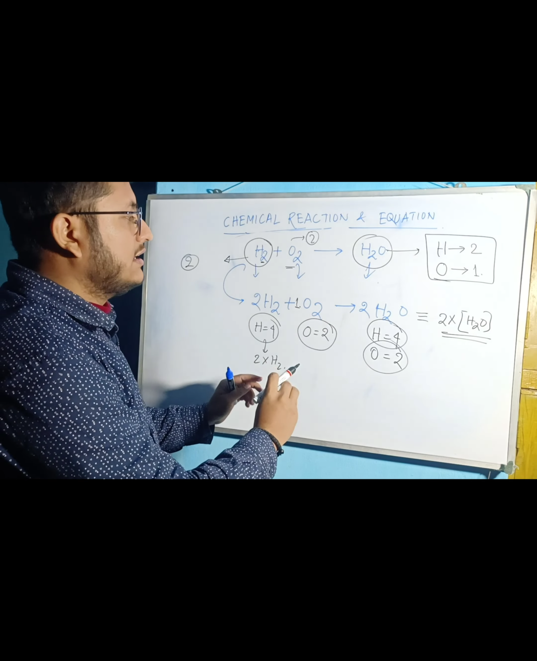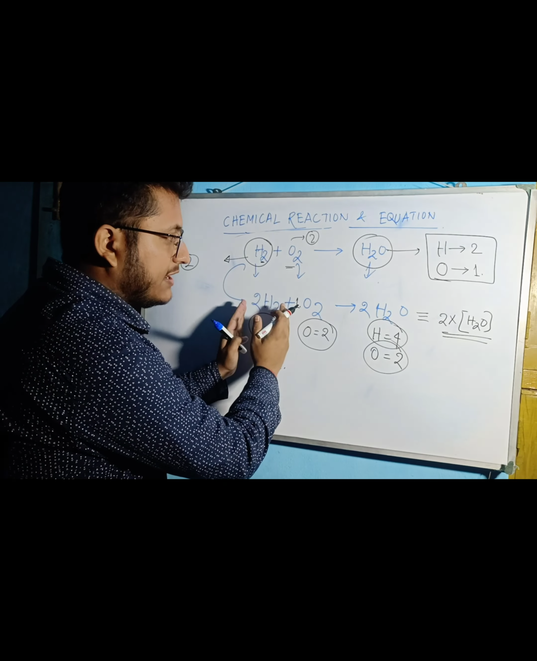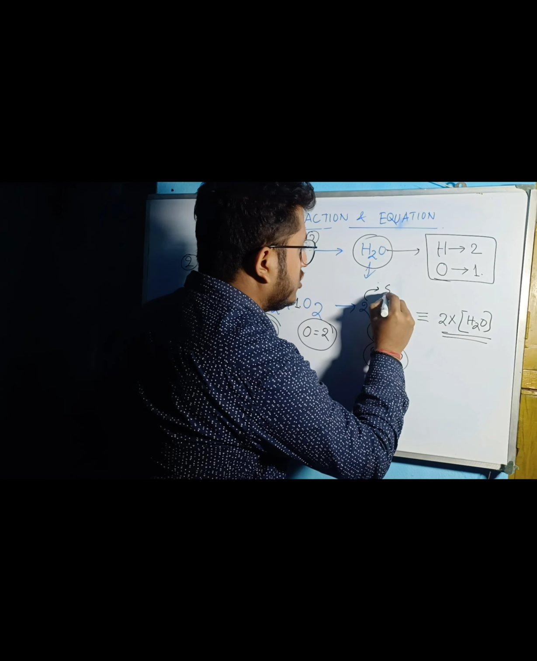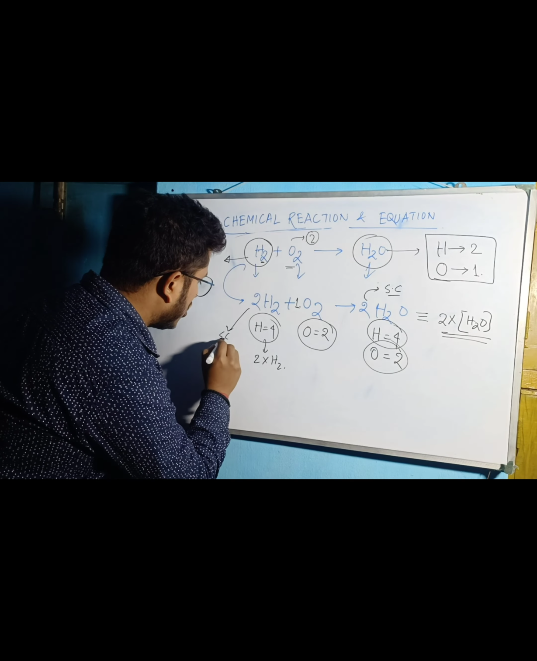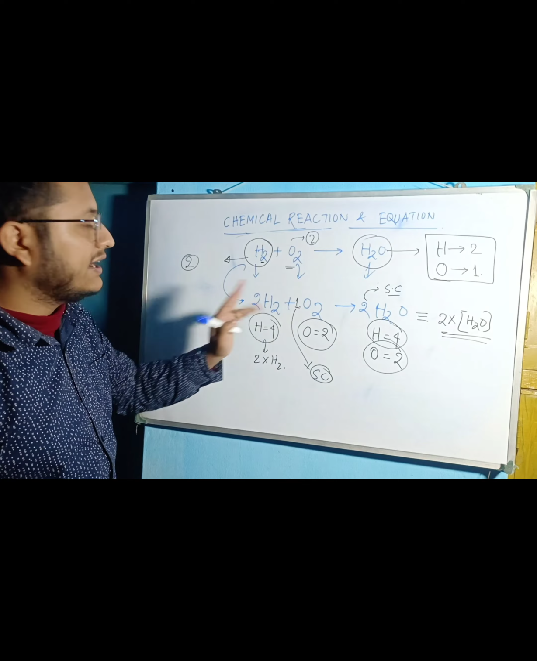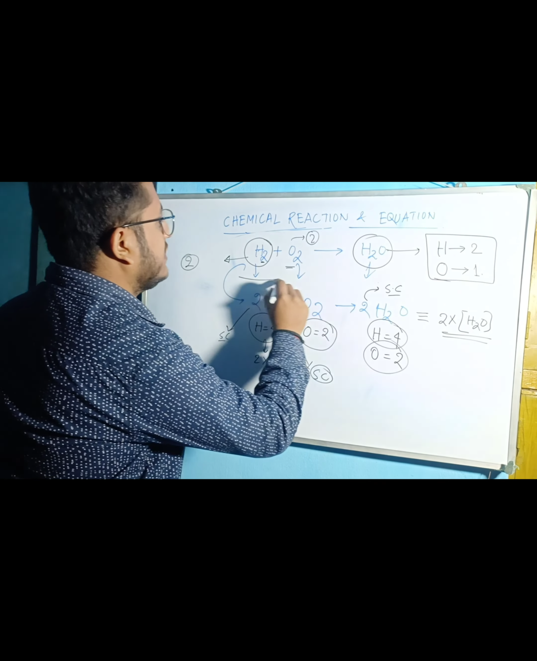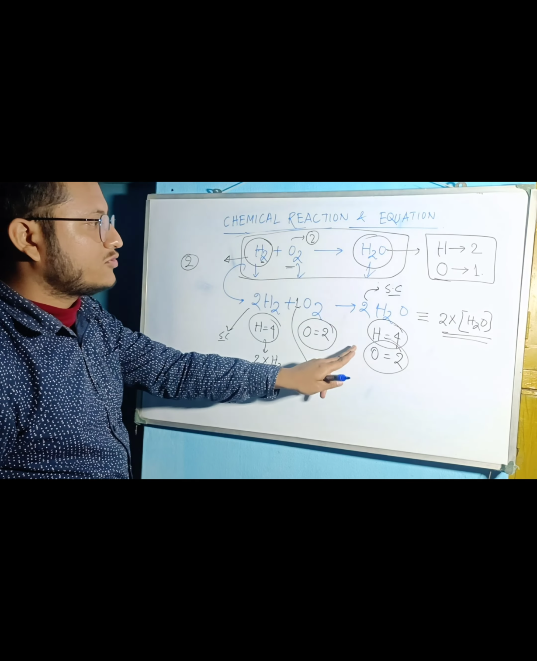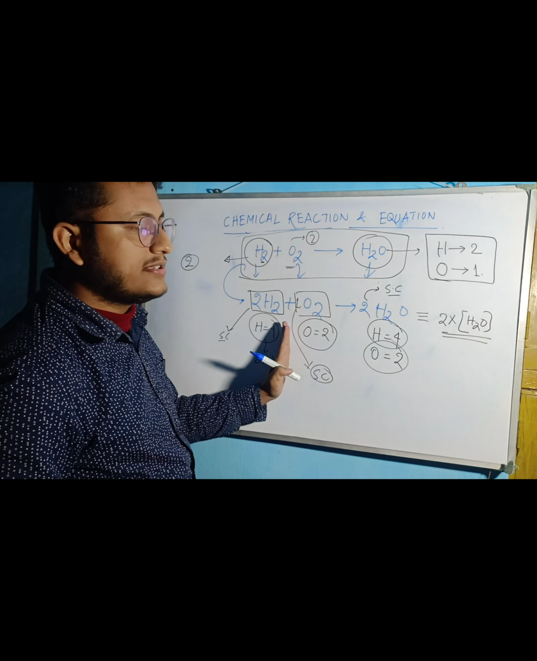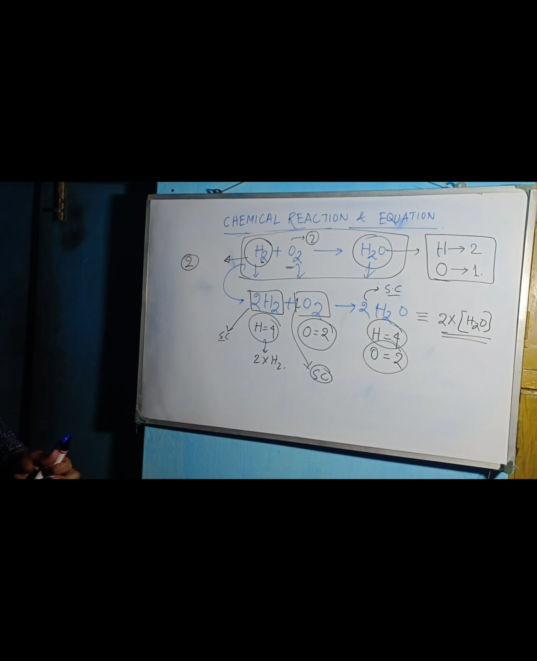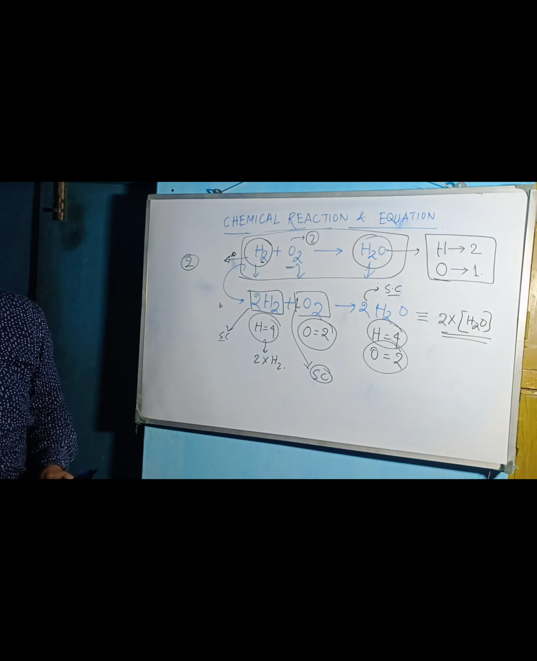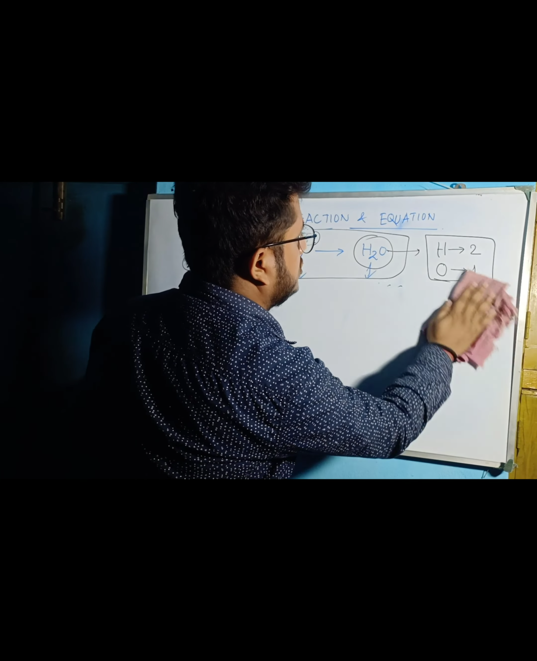So the number of atoms on both sides, left hand side and right hand side, is equal. So the stoichiometric coefficient is applied here. This 2 is a stoichiometric coefficient, and this 1 is also a stoichiometric coefficient. In the earlier example the stoichiometric coefficient was not satisfied, but here it is satisfied, because the number of atoms of each element is equal on both the left hand side and the right hand side. Now let's take another example.